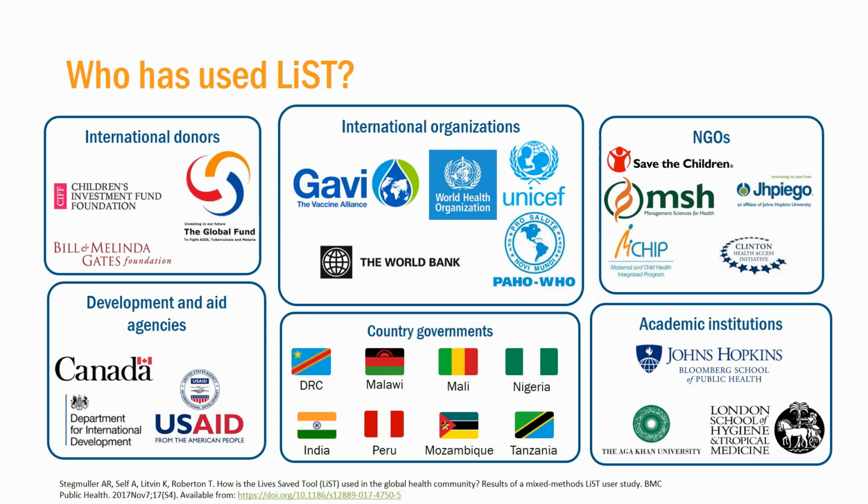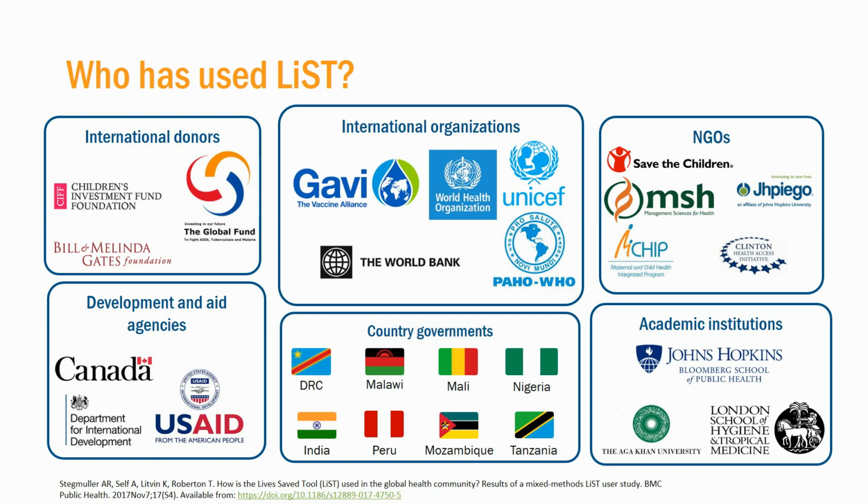And finally, to take a look at where LiST has already been used. So LiST has been around for over 10 years, and this is just a sample. This list is not exhaustive, but most of the people who have used LiST kind of are grouped together here. We have a number of international donors. Some international organizations have used LiST. Different NGOs have used it mostly for either project planning or retrospective analyses.